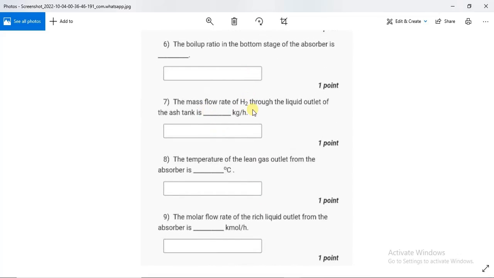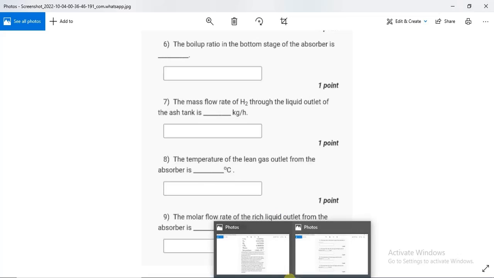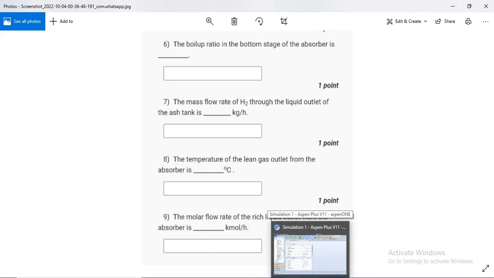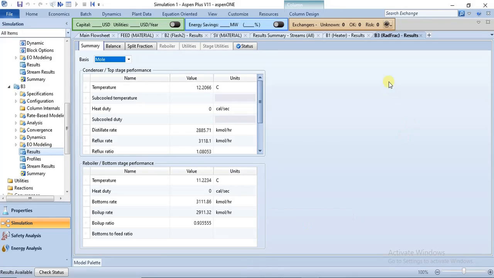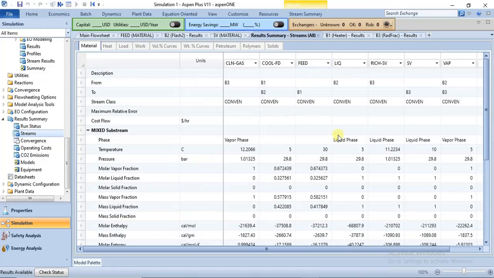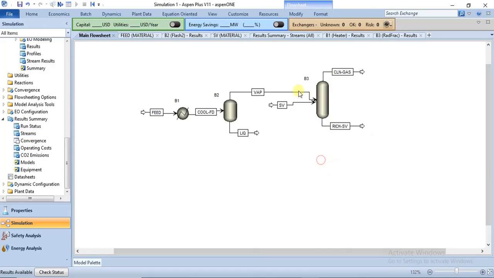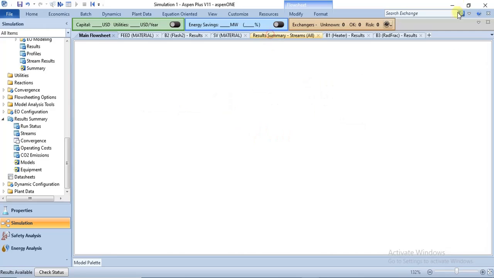Then you have the mass flow rate of hydrogen through the liquid outlet of the flash tank. I think it should be flash tank, right? Flash tank, not ash tank. So the liquid outlet of the flash tank, the mass flow rate of hydrogen. You can check that using this results summary. So we go back there to figure out. Now this is the liquid outlet of the flash tank, so we go to this stream and look for the mass flow rate of hydrogen.